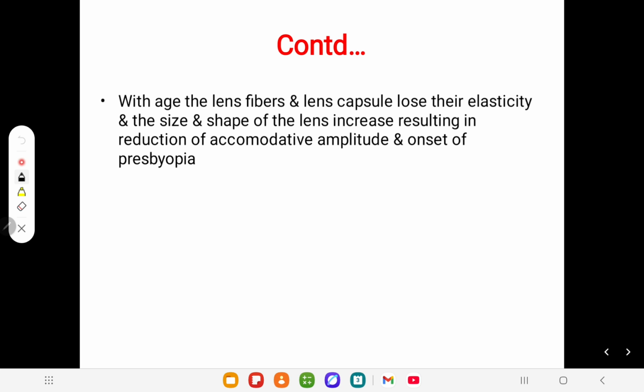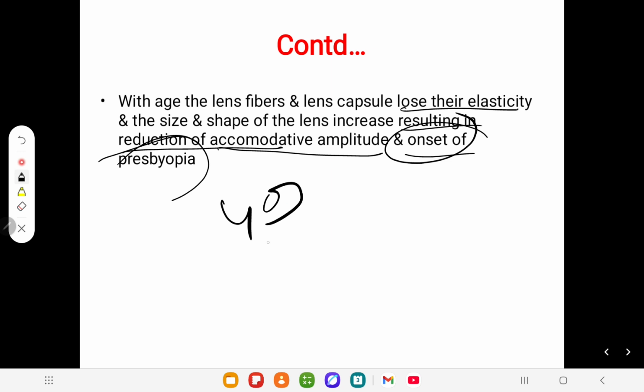With age, lens fibers and lens capsule lose their elasticity, and the size and shape of the lens increases, resulting in a reduction in accommodation. Finally, the lens capsule and lens fibers become more rigid, so they lose their elasticity, and the lens develops nuclear sclerosis, so hardening, and that's why the amplitude of accommodation reduces, and the onset of presbyopia is approximately in the 40s, isn't it? That condition is called presbyopia, and it's an inevitable condition.